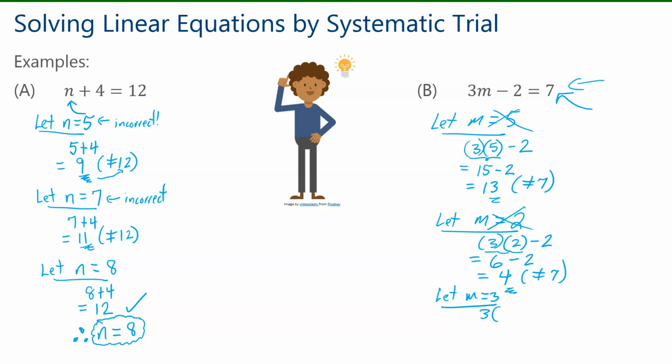So 3 times, in place of the m, I put my 3. 3 times 3, subtract 2. 3 times 3 is 9, and 9 subtract 2 is 7, which is exactly what I needed. So what have we just figured out? We just figured out the value for m. m must equal 3.